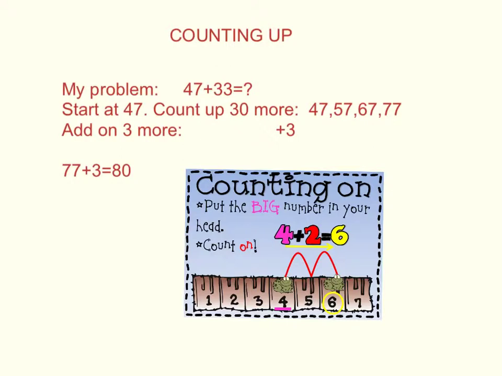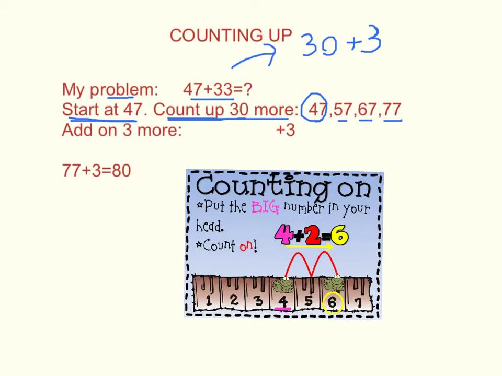The first strategy, counting up. Here's our problem, 47 plus 33. We're going to start at 47 and count up 30 more because 33 is the same as 30 plus 3. So we start at 47 and we count up 30 more. It sounds like this. We're starting at 47, 57, 67, 77, and then add on 3 more, the plus 3.